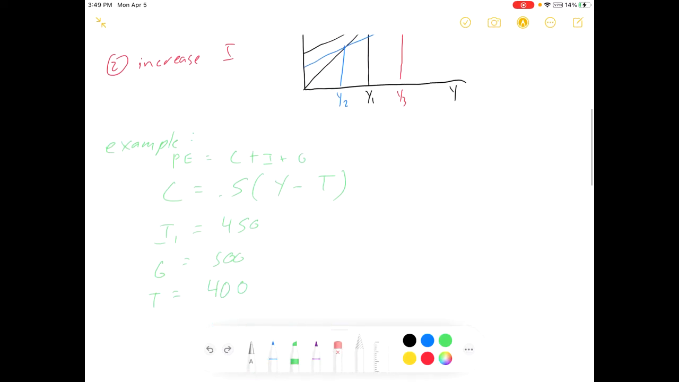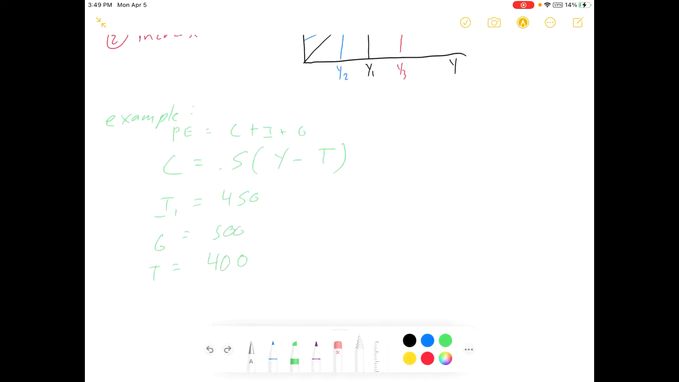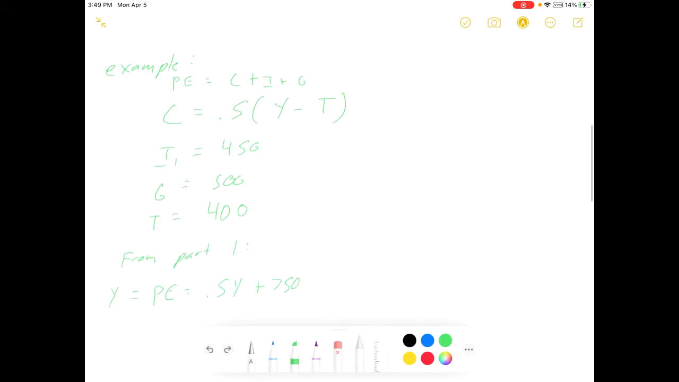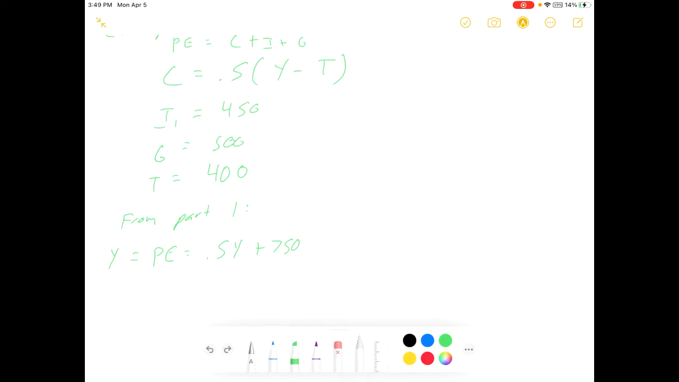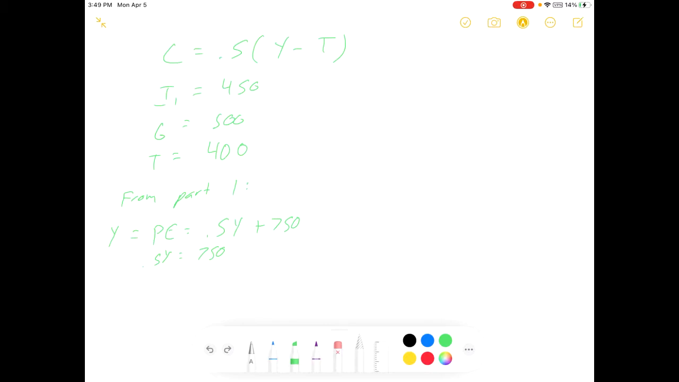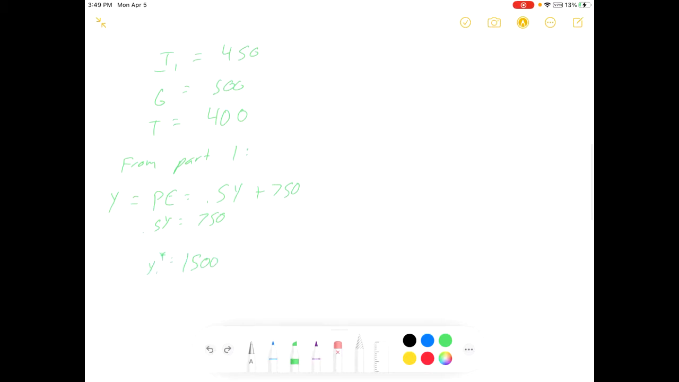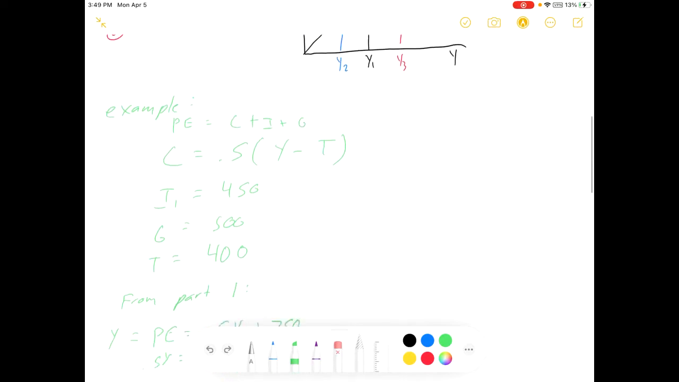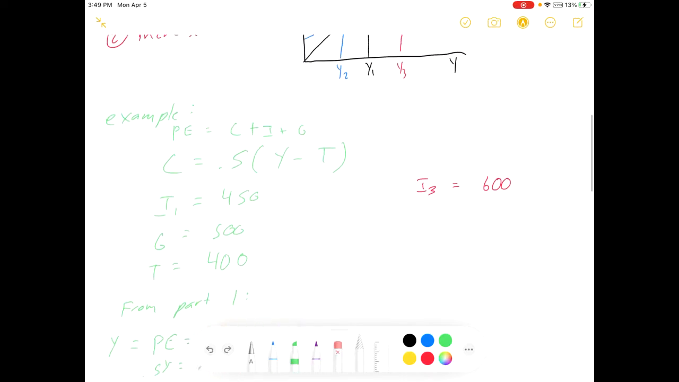Okay, so for an example, I'm going to use the same numbers that I start with in part 1. Same consumption function, 0.5 times (Y minus T). Investment starts at 450, G at 500, T at 400. And from part 1, don't forget, our planned expenditures curve was 0.5Y plus 750, which is 0.5Y equals 750 when you set it equal to Y. And Y1 was 1500. So that was our GDP starting out.